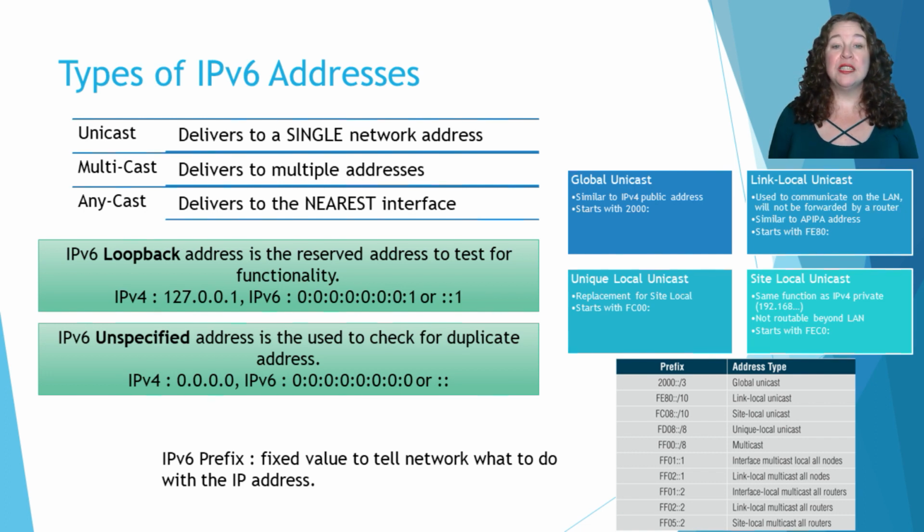Your unspecified address is used to check for duplicate addresses, and it's all zeros in IPv4, and it's all zeros as well in IPv6, or simply 2 colons in the shortened version, because that will tell us that it's all zeros. So this is the unspecified address and the loopback address. Understanding that these addresses are reserved and they're only used for specific purposes.